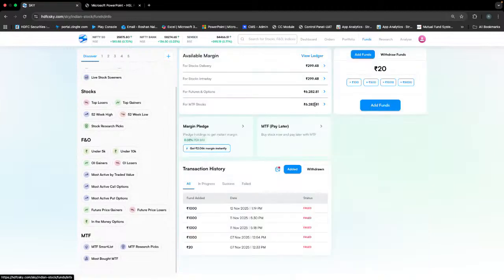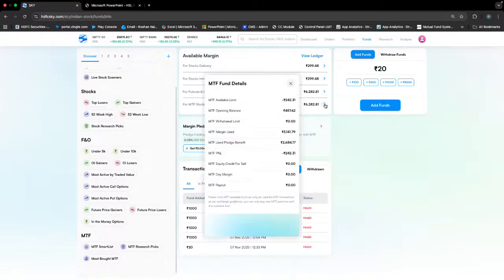That's what is visible here. Right. For stocks delivery, for buying stocks, I obviously need to bring in cash. So for buying stocks, my margin is 299. But for investing in MTF, I can use 6,000 worth, which I have pledged. So this is the margin I can use to put in MTF. And once you click on it, you'll be able to see the complete bifurcation of it.